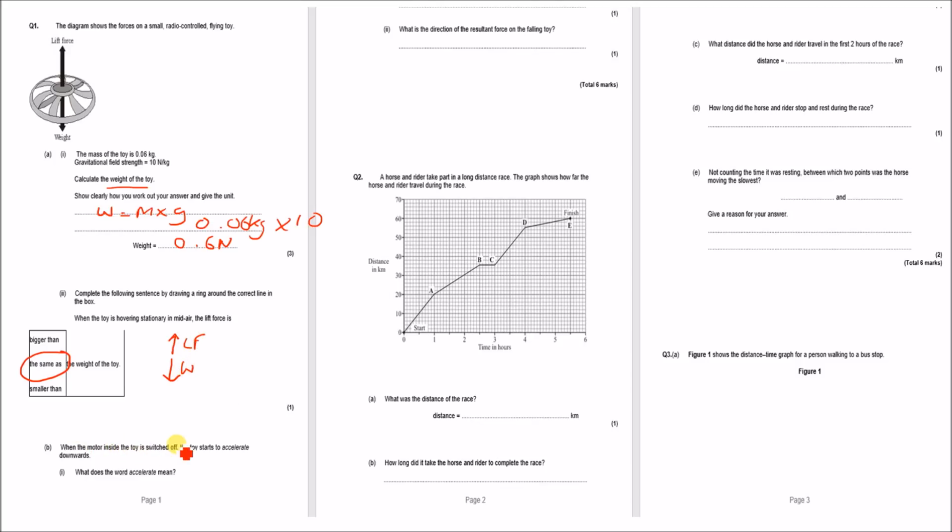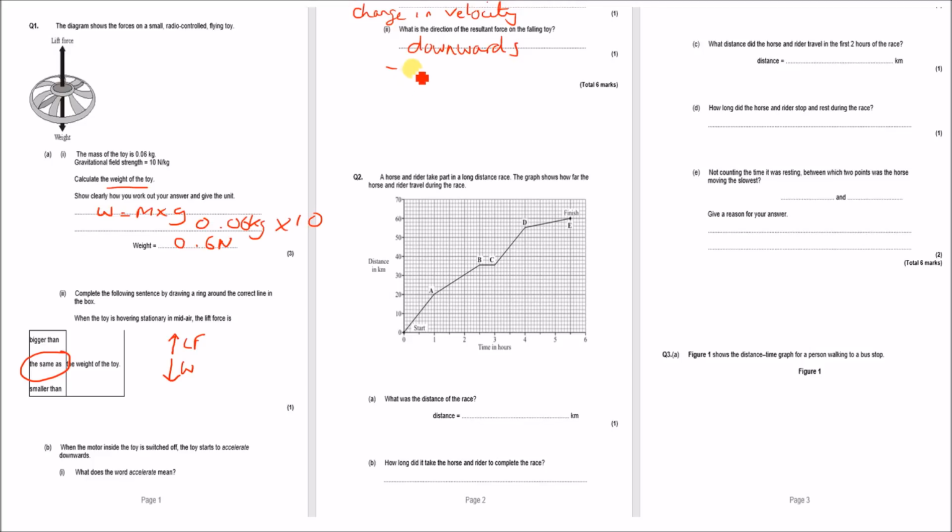When the motor inside the toy is switched off, the toy starts to accelerate downwards. What does accelerate mean? Accelerate is a change in velocity. Okay, and remember, because velocity is a vector, a change in velocity could mean a change in speed or a change in direction. What is the direction of the resultant force on the falling toy? Well, that would be downwards.